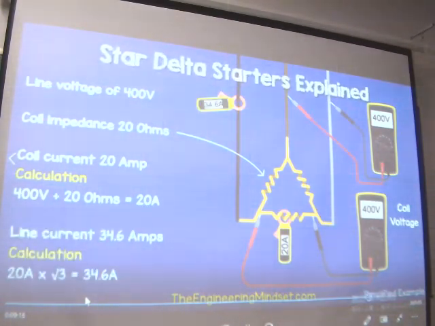But the current in the line will be different. It will be 34.6 amps. And we get that from 20 amps multiplied by the square root of 3, which gives us 34.6 amps. That's because the phase is connected to the 2 coils.